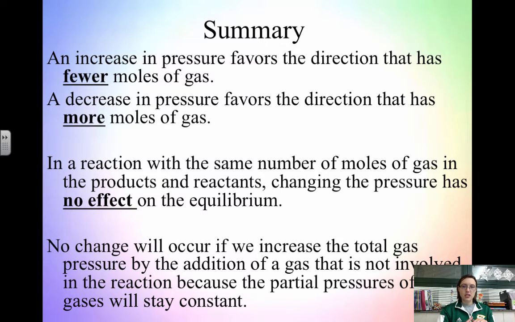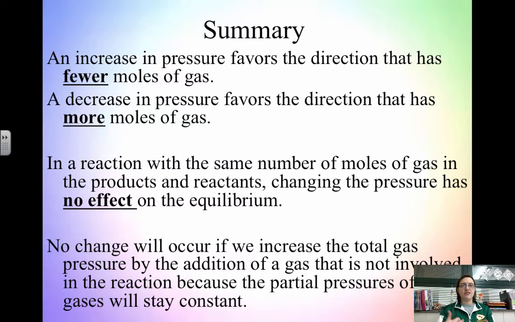And then no change will occur if we increase the total gas pressure by the addition of a gas that is not involved in the reaction. So what that means is if we have N2 gas and H2 gas and we add neon, neon's not even in that. That's not going to have any effect at all.